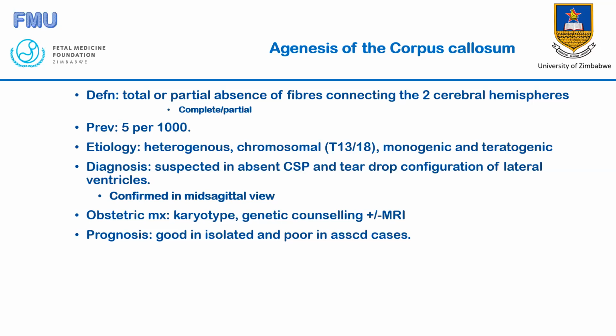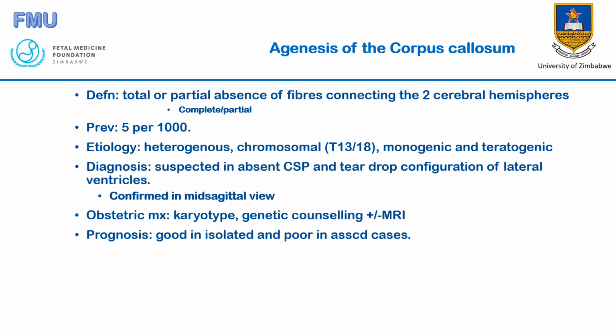These fibers may be absent in totality in certain cases, or may be partially absent. If they are absent in totality and those fibers are missing, we call that agenesis of the corpus callosum. If they are partial, then we call that partial agenesis of the corpus callosum. It is fairly common in fetal medicine terms. It's as common as 5 in 1,000.